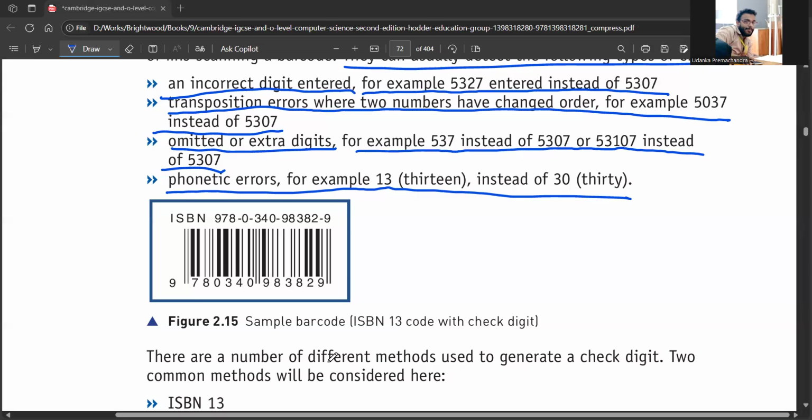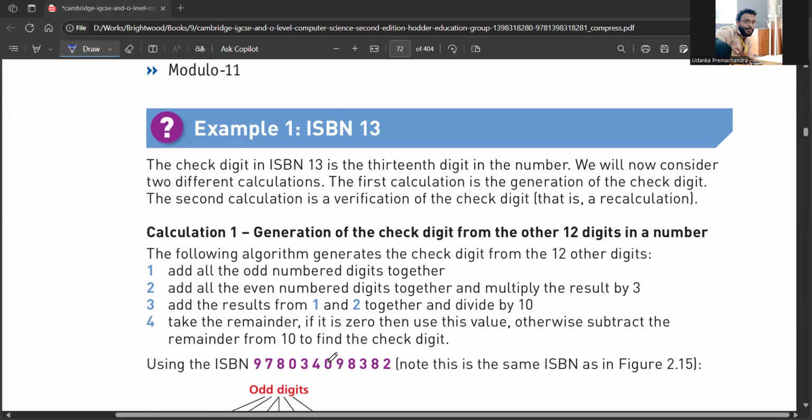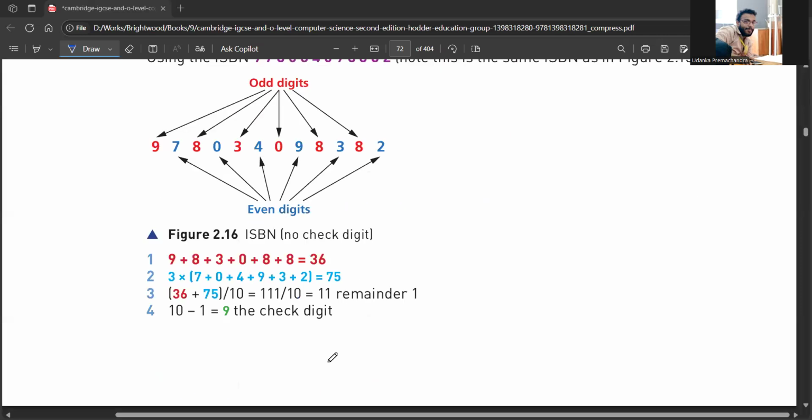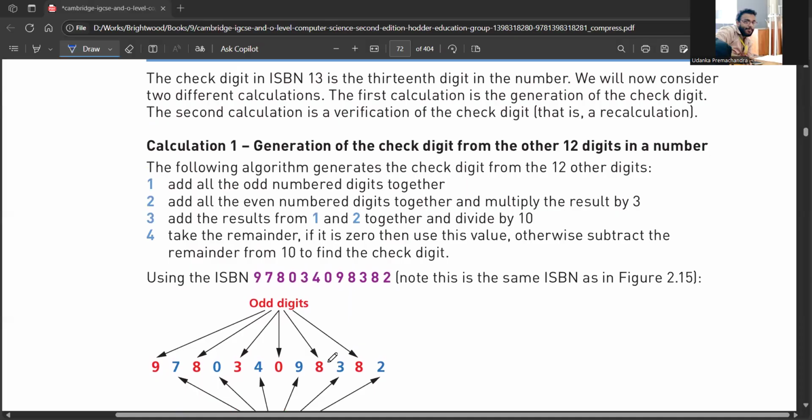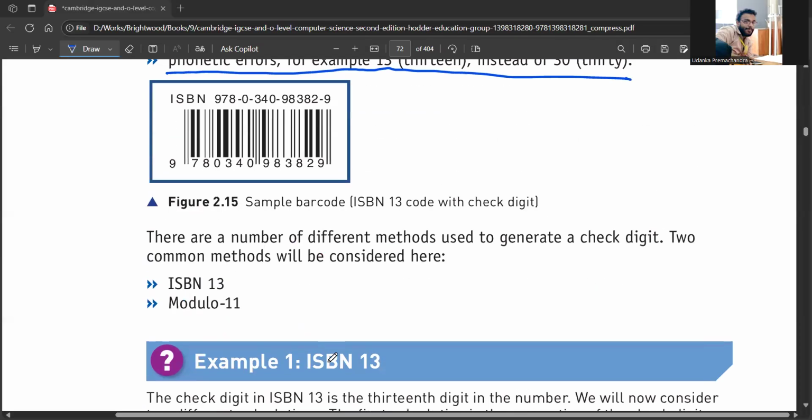There are a number of different methods used to generate a check digit. There are many methods for calculating a check digit. However, two common methods will be considered here. Write down quickly: there are a number of different methods used to generate check digits. Two common methods will be considered here.